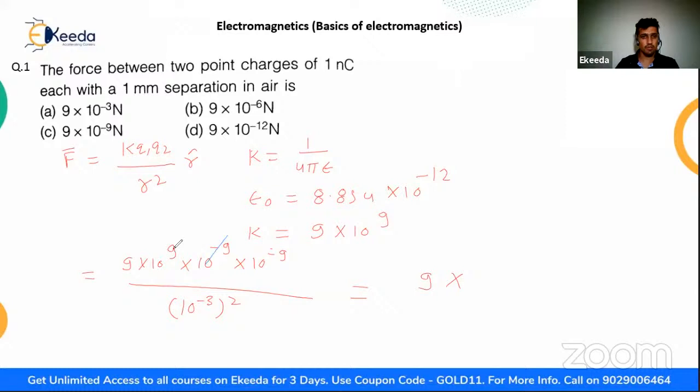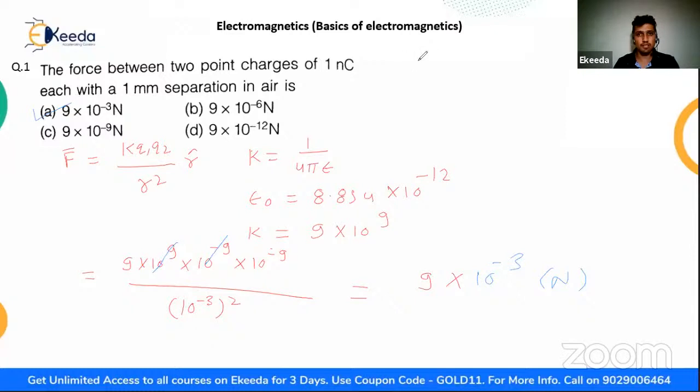And this will simply be equal to 9 multiplied by 10 to the power minus 3 in SI units, which is Newton. We have taken everything in SI units, so the final answer will be in SI units, which is Newton. So the answer A is correct.